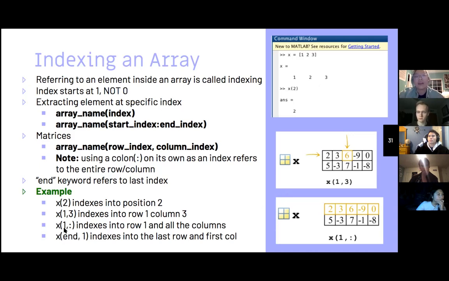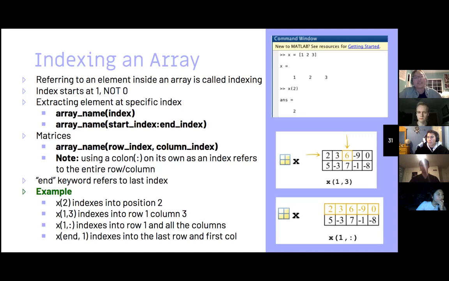And then we have x of 1, colon. And what this means is we're going to look at row 1 and all of the columns. So we have row 1 and we're taking all of the columns. So it's just specifying the entire row 1.